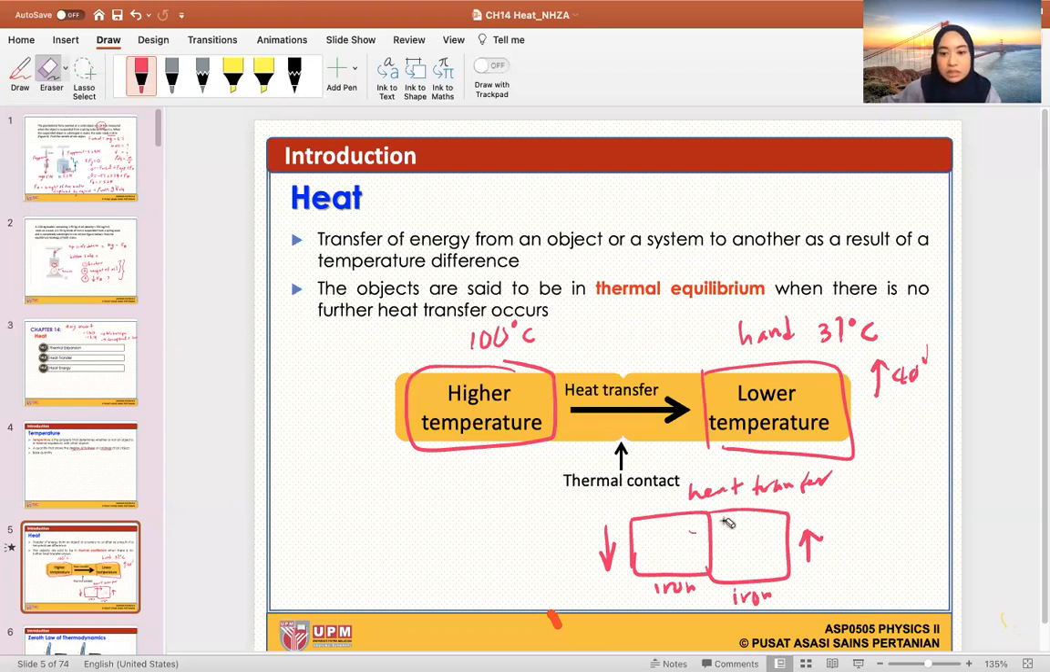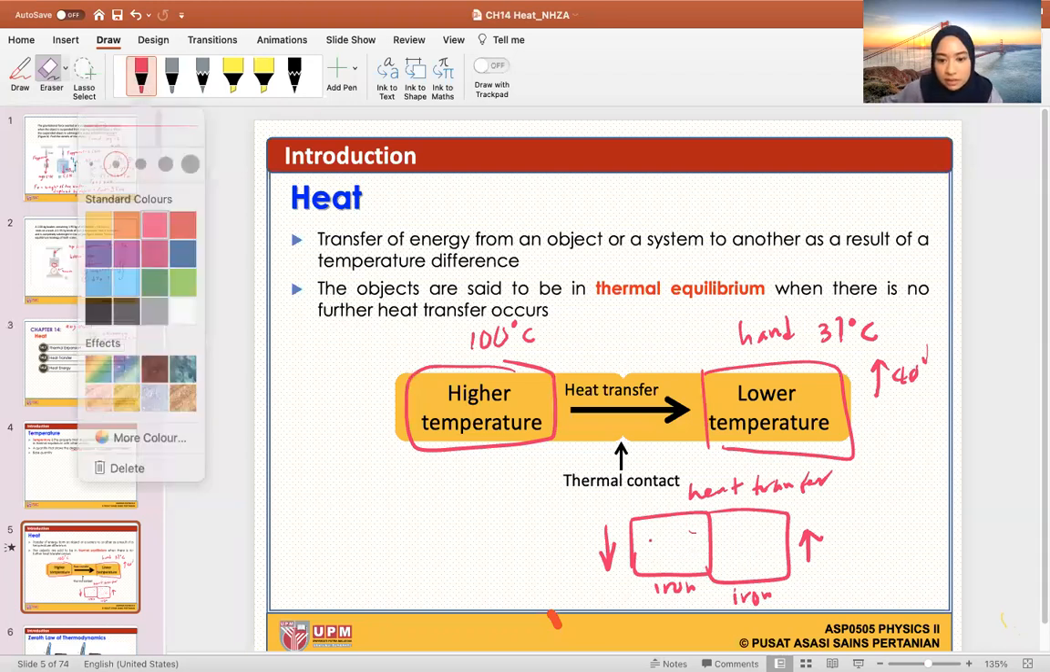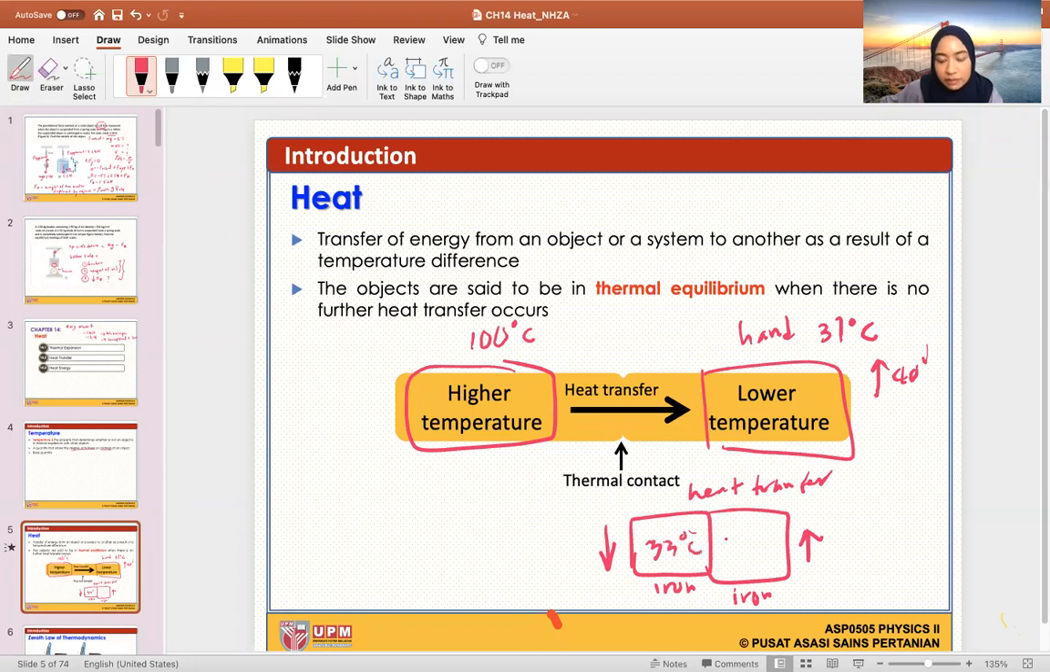Their final temperature is, let's say, 33. Both of them are 33. What happens then? Tak ada heat transfer dah, they are in equilibrium. So when they are of similar temperature, there is no heat transfer. When they are not in equilibrium, heat transfer occurs. Okay, it's a pretty simple concept. Temperature difference, heat transfer. Same temperature, equilibrium. Okay.